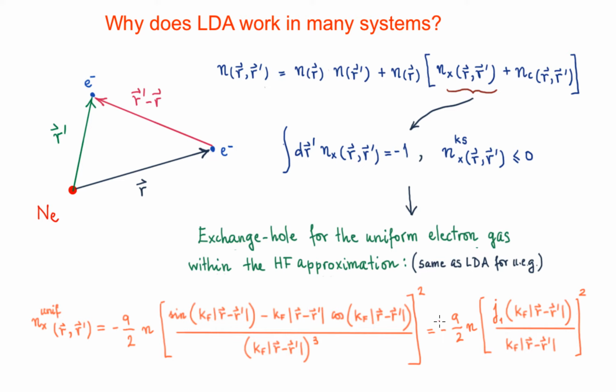So these are the main features that we can see here in the exchange hole for the uniform electron gas. By the way, the function you have here is the spherical Bessel function of the first kind. Okay, now we do know how the exchange hole for the uniform electron gas looks like. Now we're going to compare with the exact one, and actually we're going to do that for the neon atom.